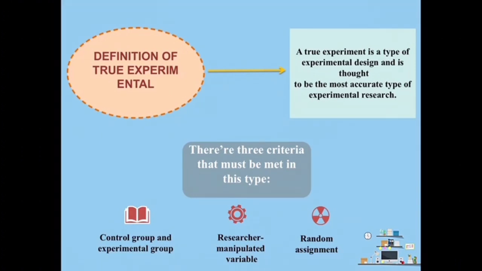True experimental is the type of research that has the most accurate design compared to the others, and the true experimental has the criteria. The first, having two groups, control group and experimental group. The second, in this experiment, the researchers also manipulate variables. And the third, random assignment. So participant selection is random.